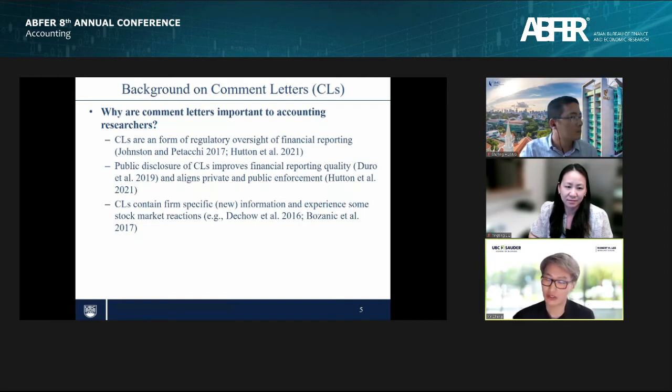Additionally, recent papers by Dhaliwal et al. and Hutton et al. find that public disclosure of comment letters actually improves financial reporting quality and also aligns private and public enforcement. Very important, right? And lastly, some research has shown that comment letters contain firm-specific and new information and experience some stock market reactions. So overall, this is a very important area and deserves some attention.